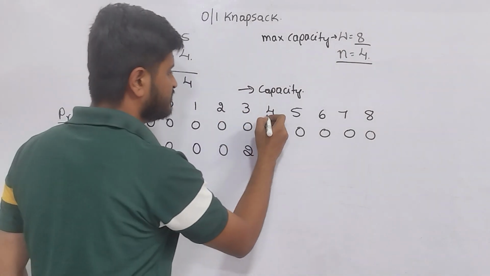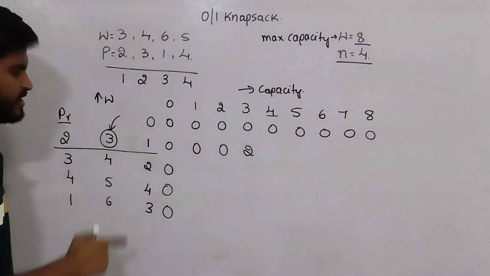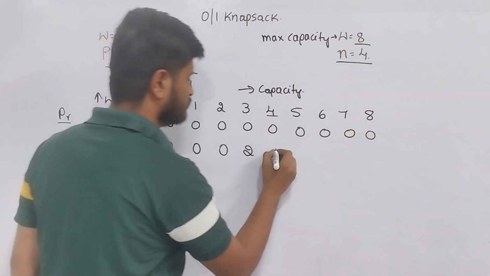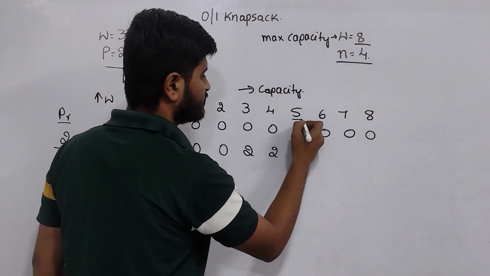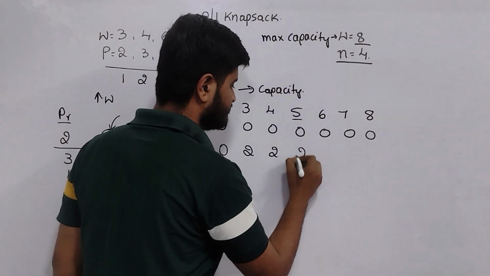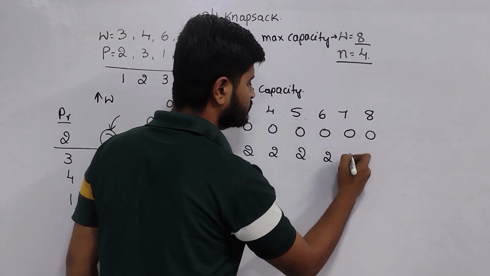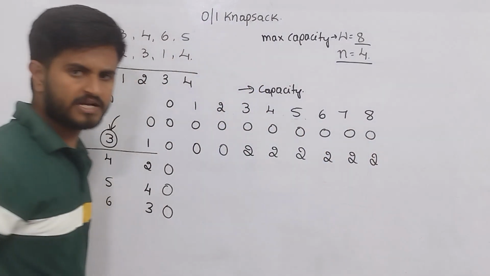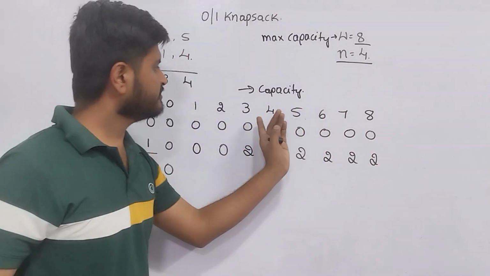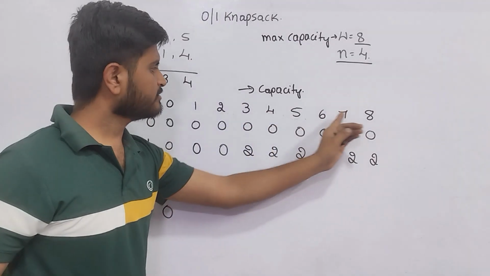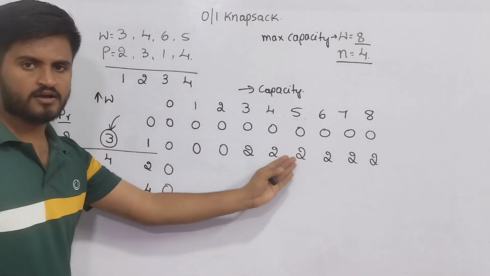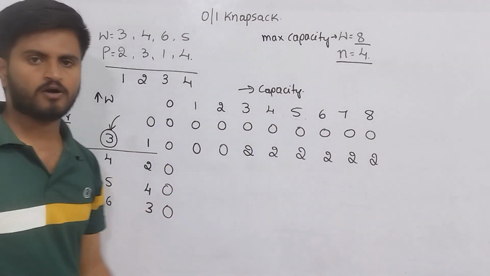Now, capacity is 4. I have only one object, its weight is 3, so I can place it. Its profit is 2. Now, capacity is 5, weight is 3. Can I place it? Yes. So profit is 2. Here also profit is 2, profit is 2, profit is 2. Because I had only one item, and after 3 all the capacities are greater than the weight, so we can place the object there. So I wrote the maximum profit of that object.